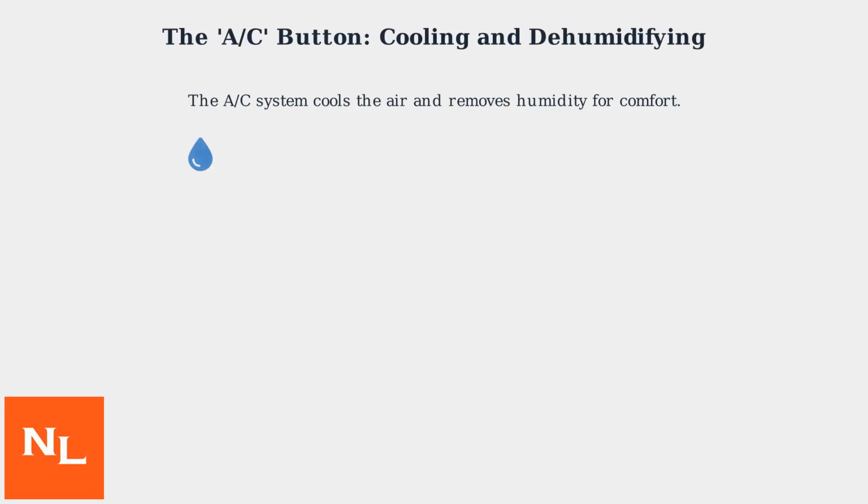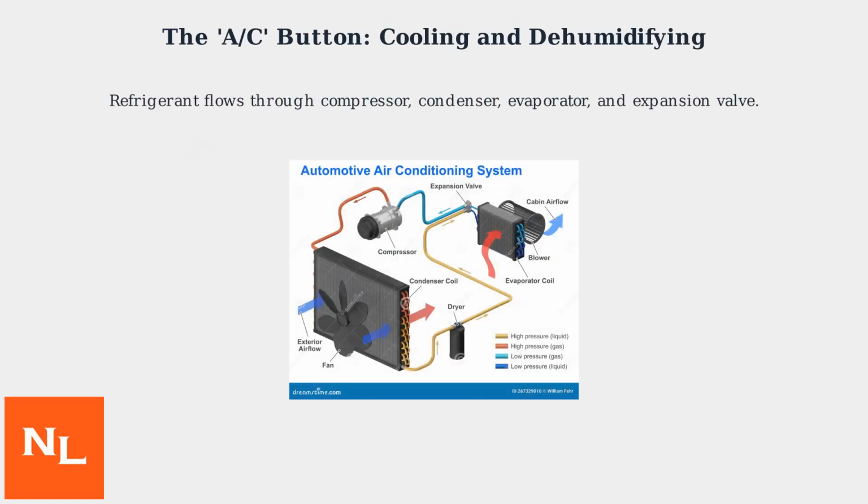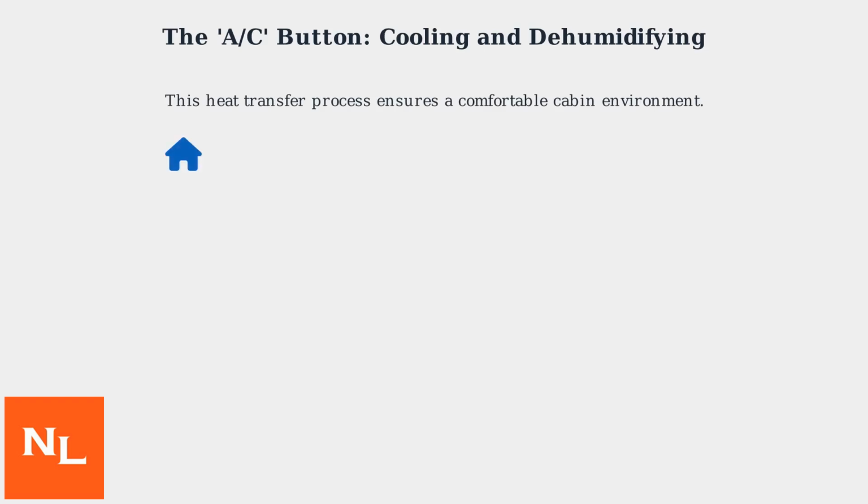The AC system cools the air and removes humidity for comfort. The refrigerant absorbs heat from the cabin air, cooling it while condensing moisture out of the air. Refrigerant flows through compressor, condenser, evaporator, and expansion valve. The compressor pressurizes the refrigerant, the condenser releases heat outside, the evaporator cools the cabin air, and the expansion valve controls the flow. This heat transfer process ensures a comfortable cabin environment by maintaining optimal temperature and humidity levels.